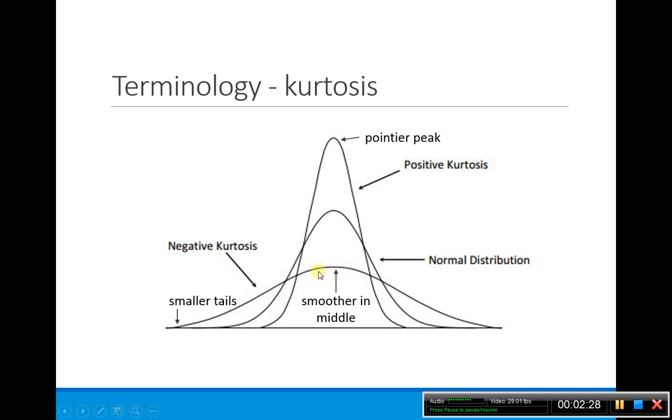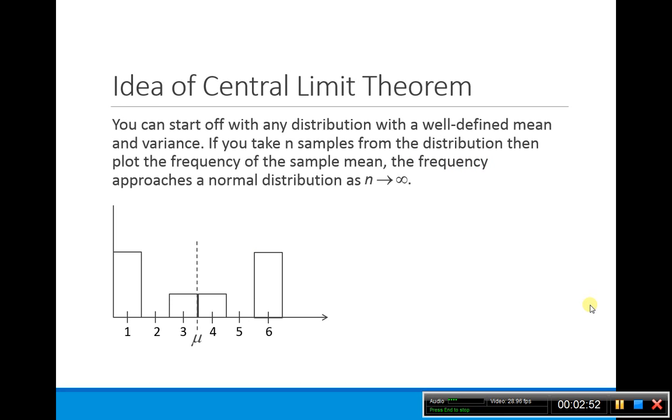Here, on the other hand, you could have smoother in the middle and it could have smaller tails. And this is called a negative kurtosis. So both of these are how much away from the normal distribution you have. So this is our normal distribution. And again, skew and kurtosis are indicators of how normal a distribution is or is not.